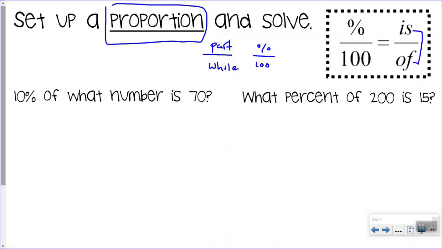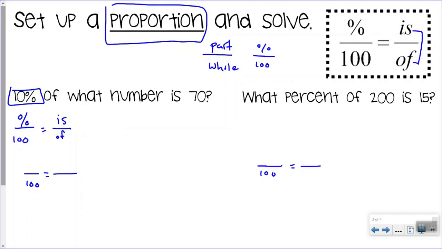So our first question is, 10% of what number is 70? So I start with my percent over 100 and my is and of. Then we start looking for the different pieces in the problem. So I have 10%. So when I set up my proportion, I know that I'm going to have this 100 here every single time, so we can even go and do it for the next one without even reading the problem. Next, we just read through and fill in numbers where they go.